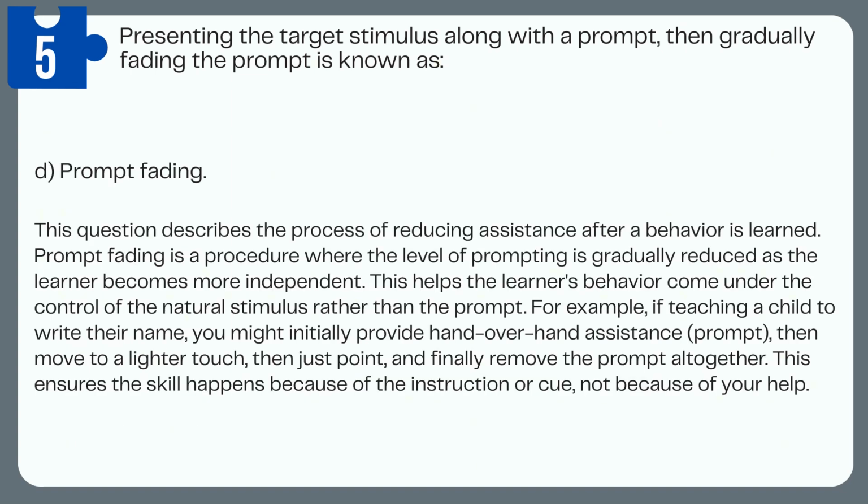Answer: D. Prompt fading. This question describes the process of reducing assistance after a behavior is learned. Prompt fading is a procedure where the level of prompting is gradually reduced as the learner becomes more independent. This helps the learner's behavior come under the control of the natural stimulus rather than the prompt. For example, if teaching a child to write their name, you might initially provide hand-over-hand assistance (prompt), then move to a lighter touch, then just point, and finally remove the prompt altogether. This ensures the skill happens because of the instruction or cue, not because of your help.